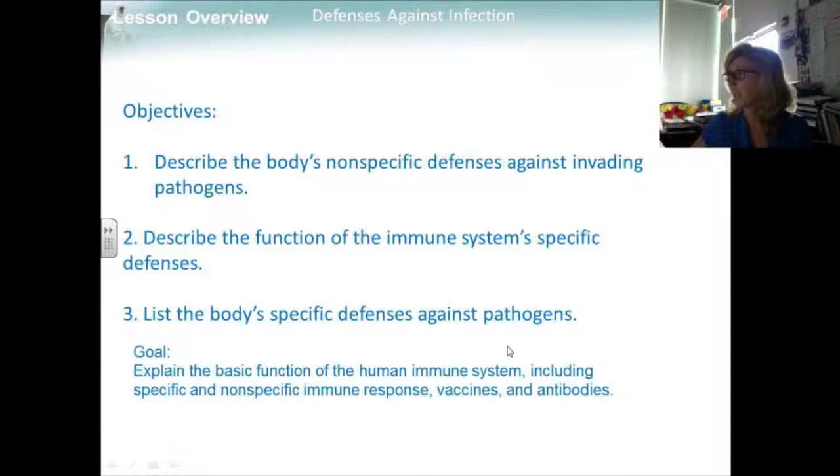So the objectives are: describe the body's non-specific defenses against invading pathogens, describe the function of the immune system's specific defenses, and list the body's specific defenses against pathogens. And yes, they all support the goal to explain the basic function of the human immune system, including specific and non-specific immune responses, vaccines, and antibodies.